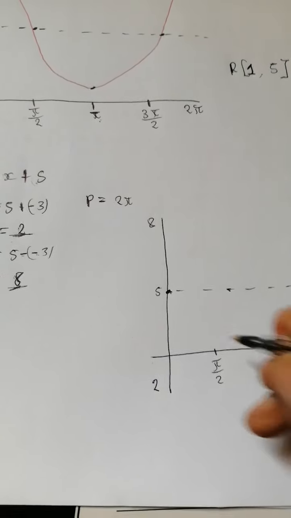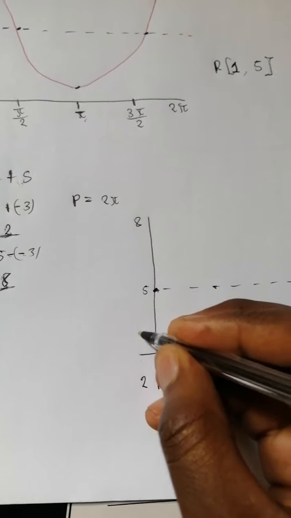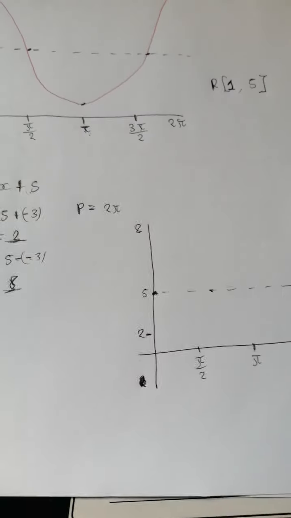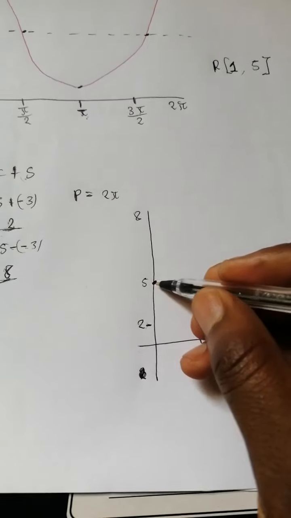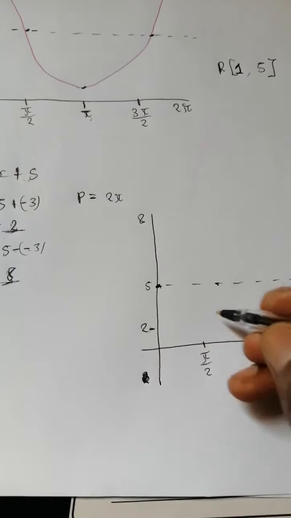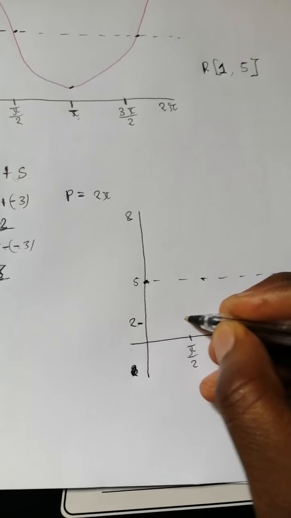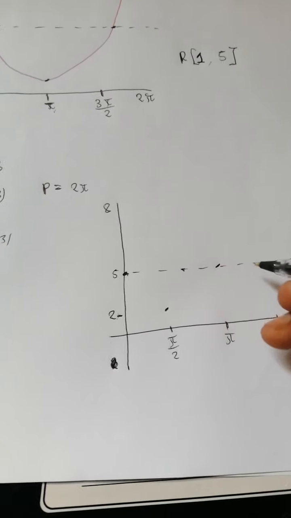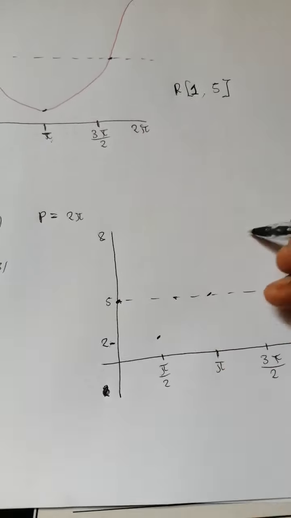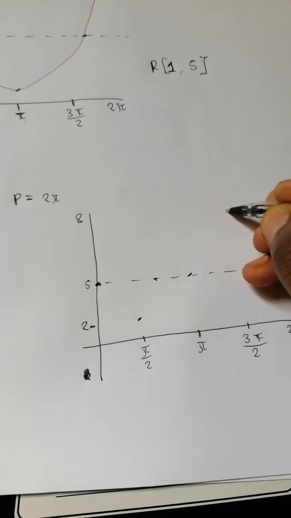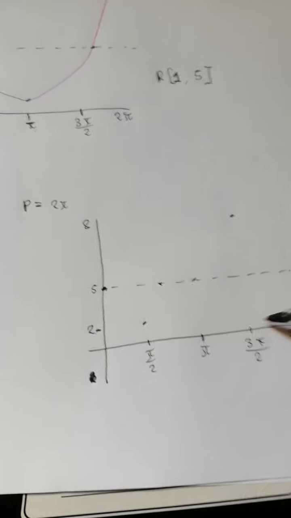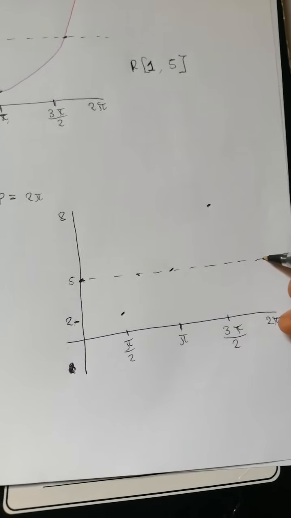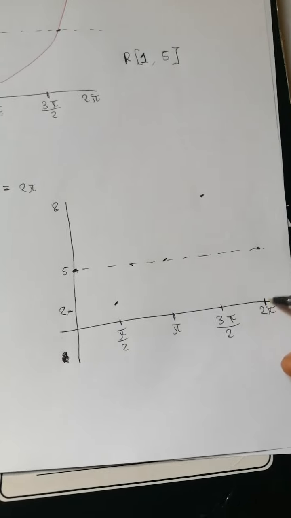Wait, positive 2 was supposed to be not here, sorry. Positive 2 is supposed to be somewhere here. So we know that the graph of sine starts from the middle and then goes down like this, and then it will go up to the middle and then up again all the way to positive 8 in line with 3 pi over 2, and then it will come down to the center again in line with 2 pi, like that.